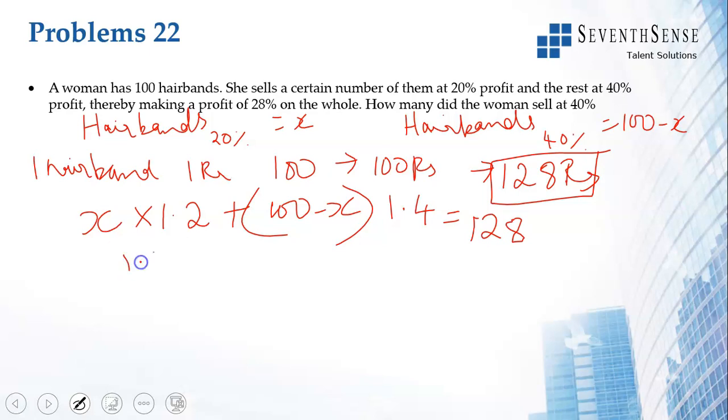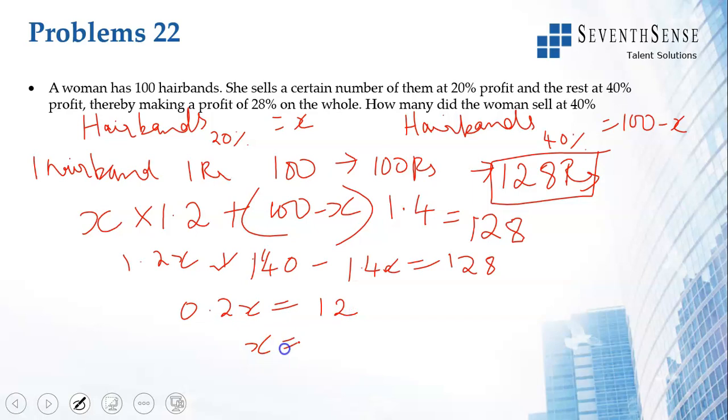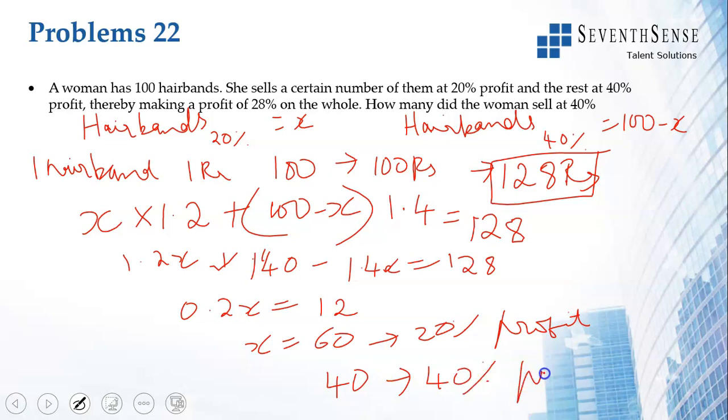128. So 1.2x plus 140 minus 1.4x is equal to 128. Okay, we calculate 0.2x is equal to 12, x is equal to 60. So this is for 20% of the profit. She is selling 60 hairbands at 20% profit, and 40 hairbands, because 100 minus x, she will sell at 40% profit.